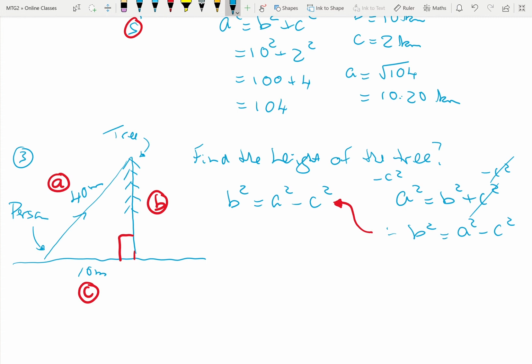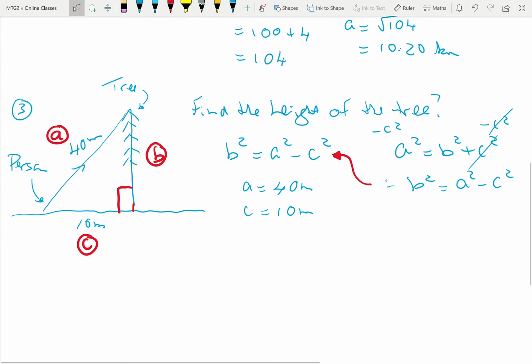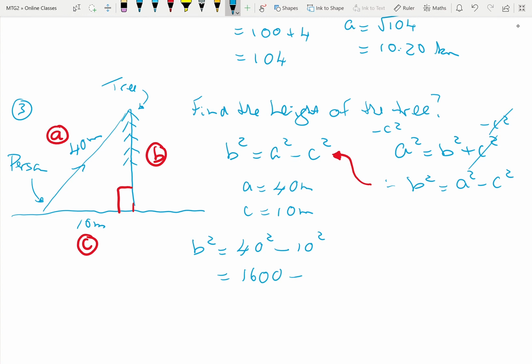Alright, so what are my values? Well, my A is going to be equal to 40. So the person's line of sight is 40 metres from the top of the tree. But the C value, they're 10 metres away from the base of the tree. So I substitute that into my formula. B squared is equal to A squared, which is 40 squared, minus my 10 squared. 40 times 40 is equal to 1600. Minus my 100, which is equal to 1500.